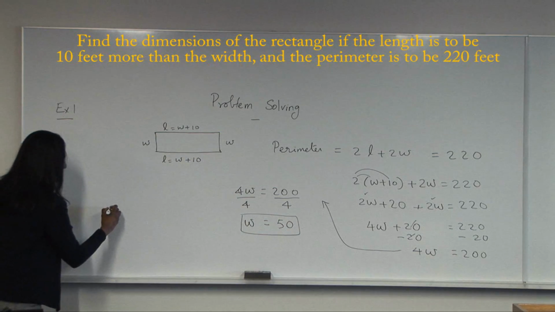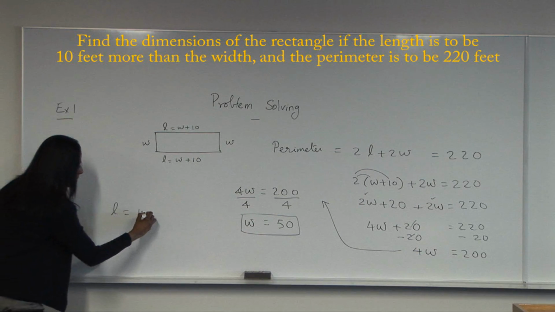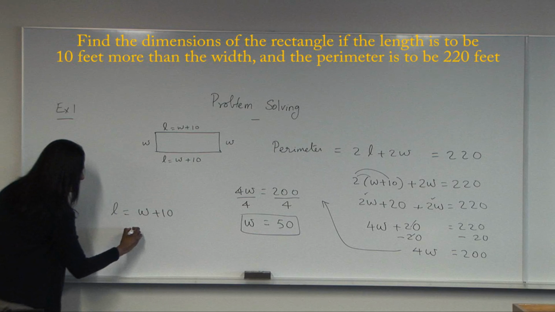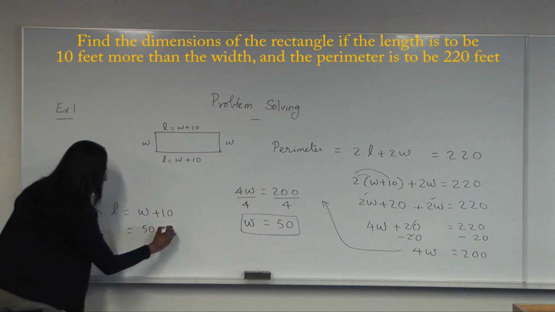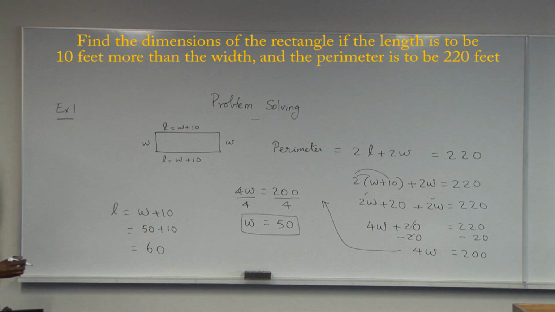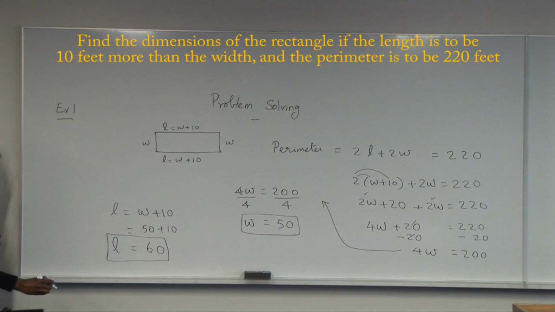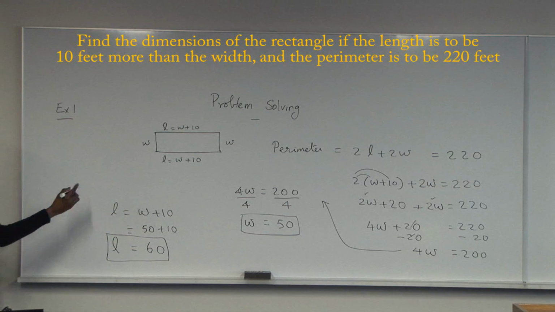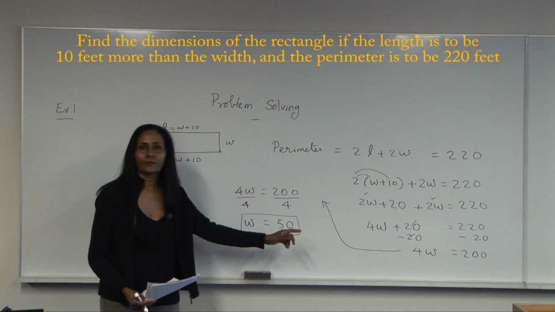So length is equal to W plus 10, width plus 10. So this is 50 plus 10, that's going to be 60. So your length is 60 feet. So your answer is, length is 60 feet and your width is 50 feet.